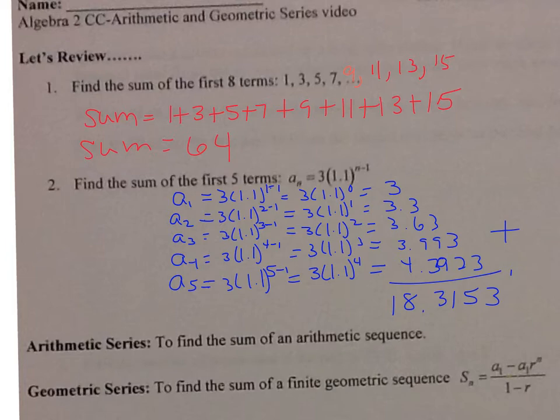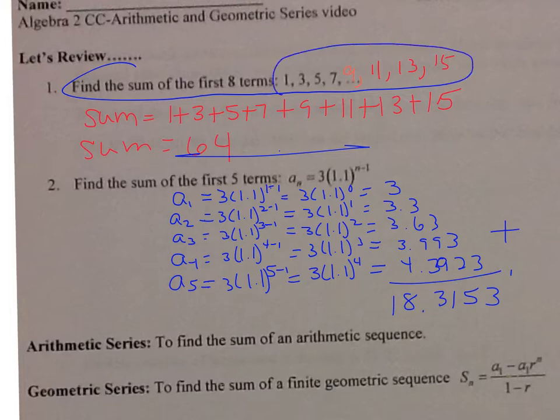And I got 18.3153. So what these are called, this first one, since I'm adding the sum of numbers that are increasing by adding 2, that's an arithmetic series. And the second one, I have a common ratio, right? My common ratio is 1.1. And that is the sum of a geometric series.